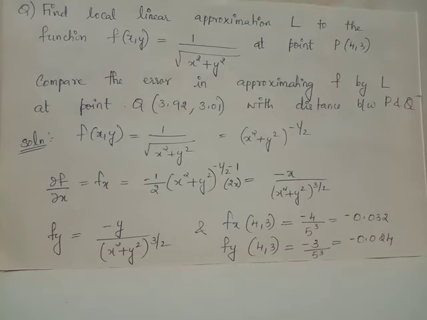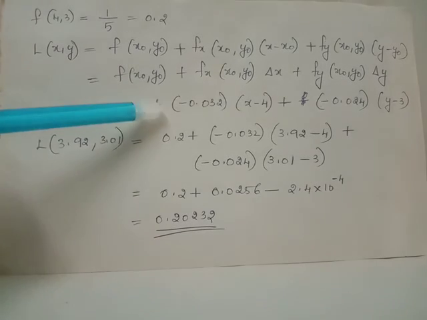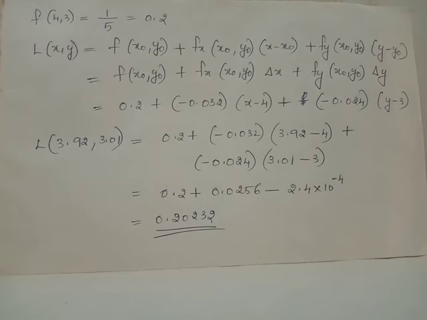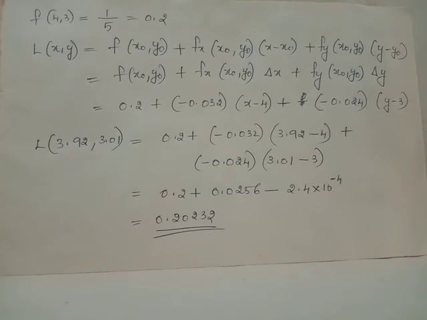We know that local linear approximation is a method of approximating function f. Here we are asked to find out approximate value of f at the point Q using local linear approximation capital L. This expression L of x, y will help us to approximate function f. Value of f at the point Q, whose coordinates are 3.92, 3.01, can be found by just substituting x equals 3.92 and y equals 3.01 in this RHS.